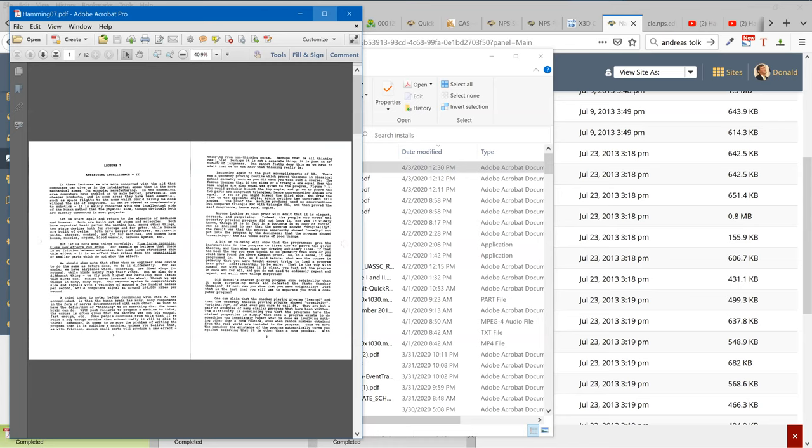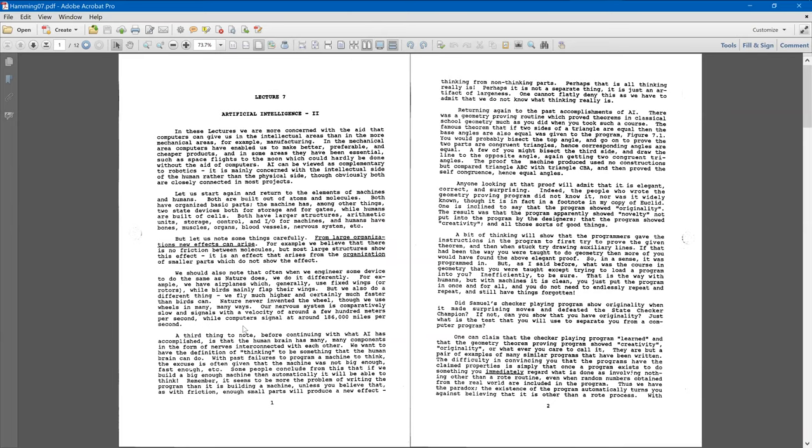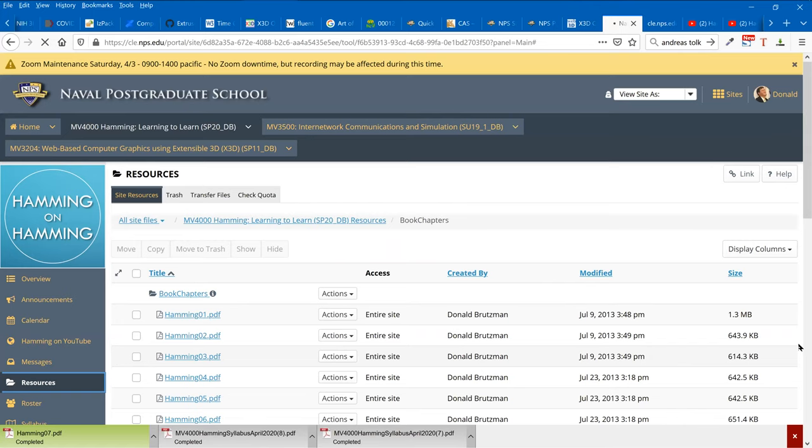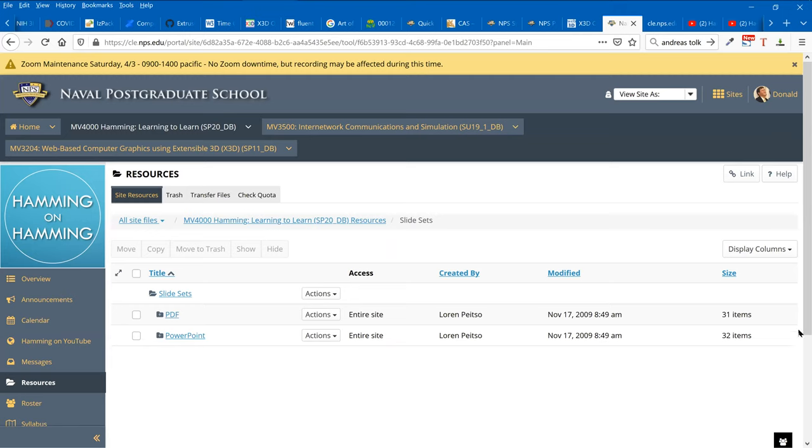Also in this section of the archive, under resources, the resources tab here, you'll find the slide sets. And the slide sets are pretty interesting because we didn't have slide sets back in the day. At most, we had transparencies. Show of hands, how many people remember transparencies? Yeah, I know, you got to be very old to remember that.